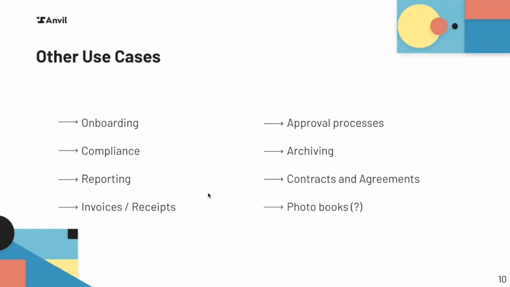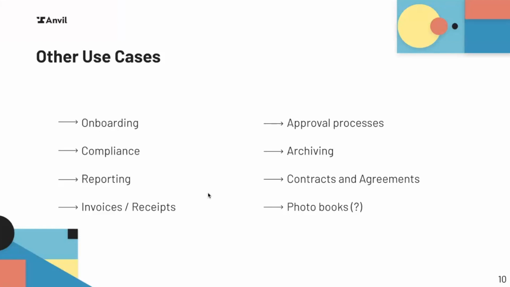Invoices, receipts, this is pretty common amongst our fintech customers. They need to generate these once a month. And so Anvil makes it really easy to build customizable PDFs using our HTML to PDF tool. And then they can be sent out automatically to their customers.